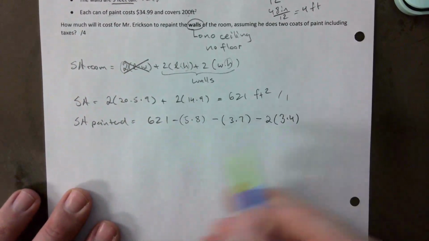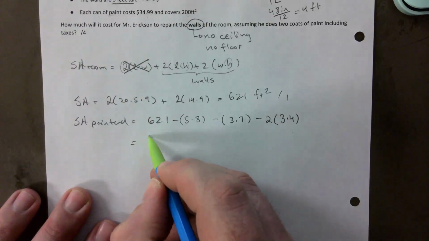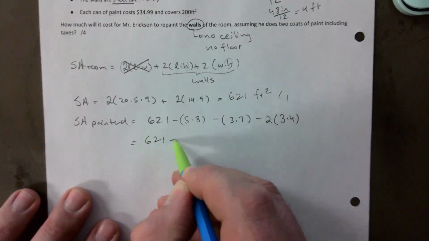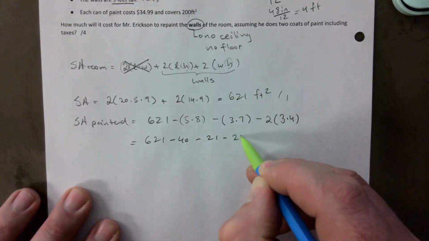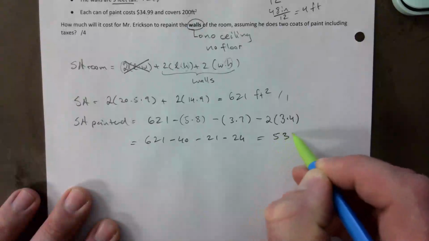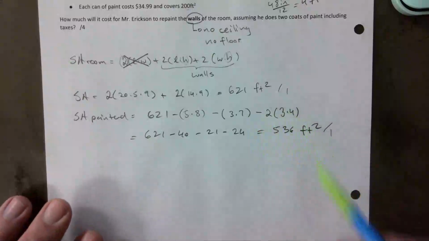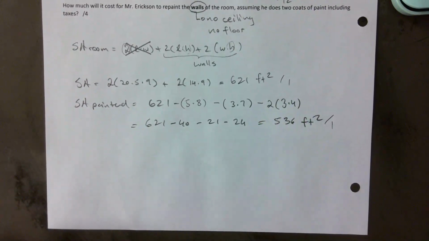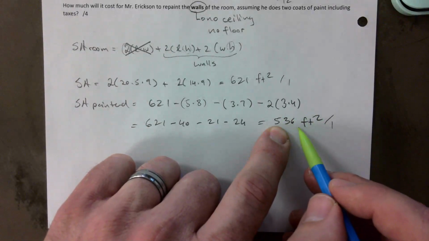So we've got to subtract all the things that are not to be painted. So that would amount to 536 minus 40 minus 21 minus 24. So that's 536 square feet. I'll give you another mark for that, for actually subtracting all the items that should not be painted. This is to be the paintable surface around that room.